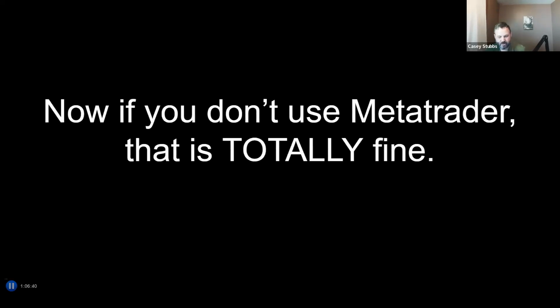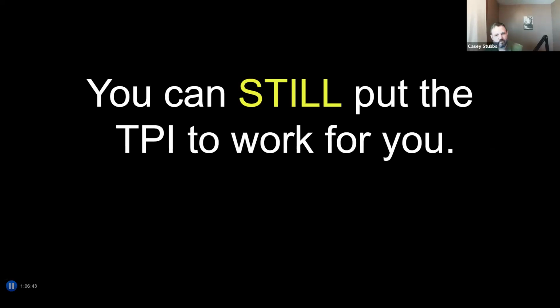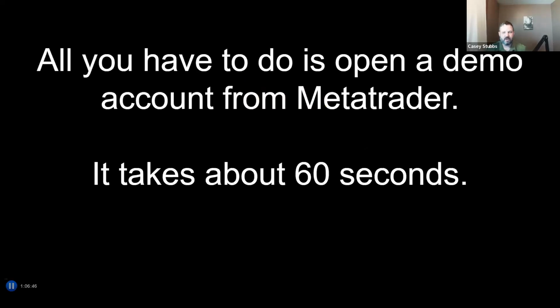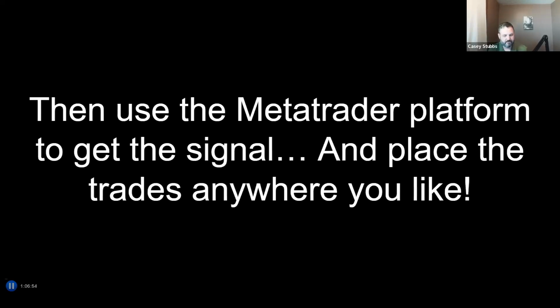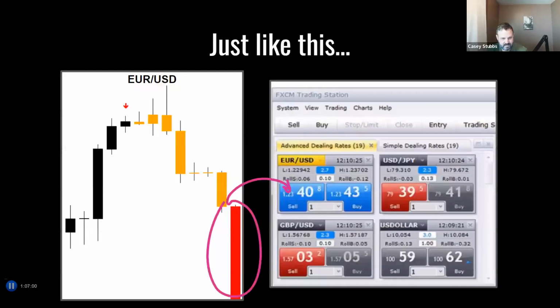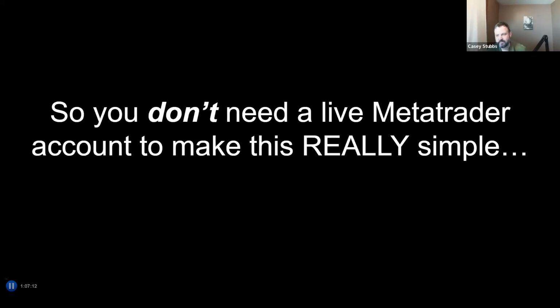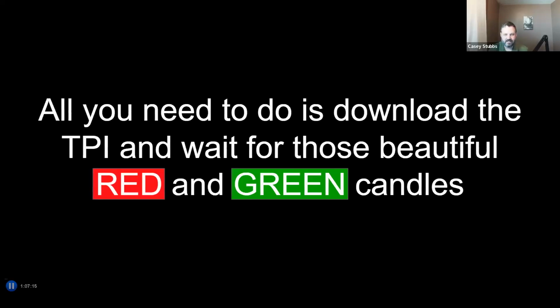Now, if you don't use MetaTrader, that's totally fine. You can still put the TPI to work for you. All you have to do is open a demo account from MetaTrader, which takes about 60 seconds. Then use the MetaTrader platform to get the signal and place the trades anywhere you like, just like this. You see it on the chart, and then you go to your platform to take the trade. It's simple. So you don't need a live MetaTrader account. All you need to do is download the TPI and wait for those beautiful red and green candles.